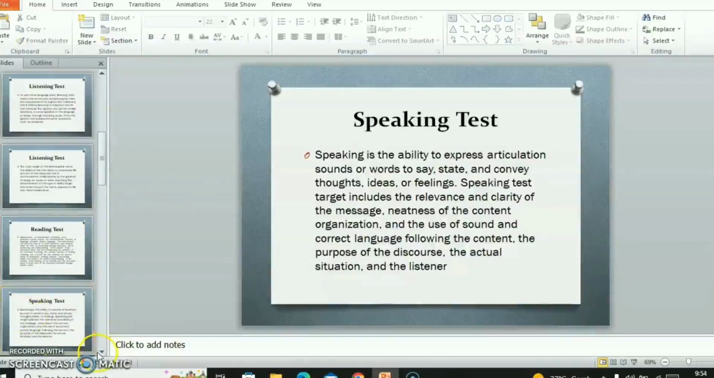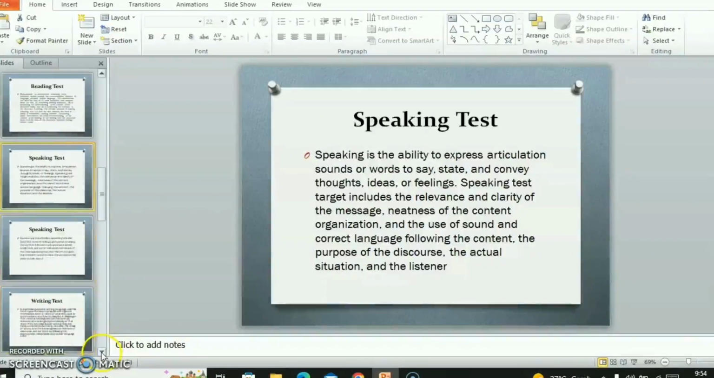Next, speaking test. What is speaking test? Speaking is the ability to express articulation, sounds, or words to say, state, and convey thoughts, ideas, or feelings. Speaking test targets include the relevance and clarity of the message, neatness of the content organization, and the use of sound and correct language following the content, the purpose of the discourse, the actual situation, and the listener.